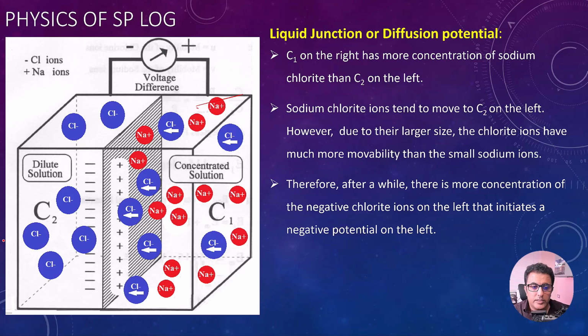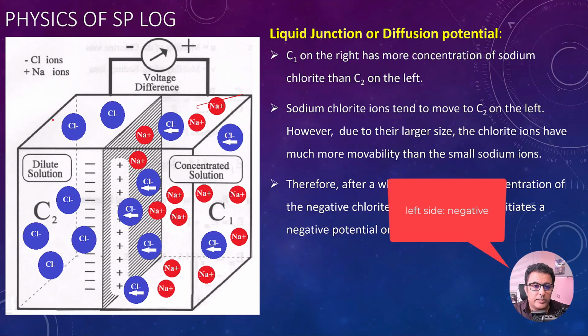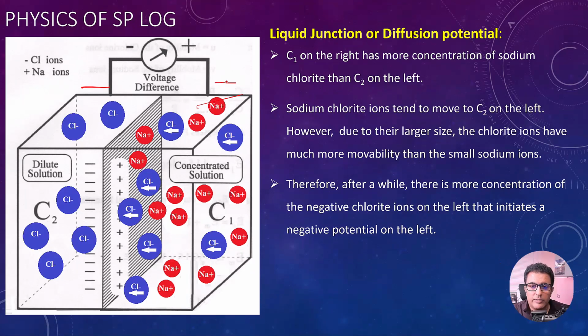chloride ions reach the left side first, and as a result, because chloride ions have negative charge, we're going to have negative potential on the left side, and on the right side, because we have more sodium ions, we're going to have positive potential. Okay, this phenomenon is called liquid junction or diffusion potential.